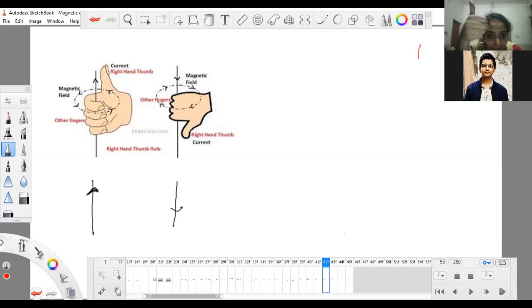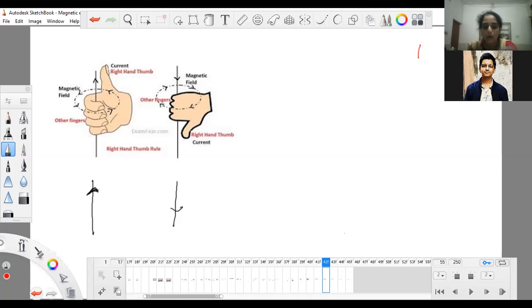This is my right hand, and each and every time you have to use your right hand to prove this rule. If this is the direction of current, then these fingers will show the direction of magnetic field lines. It is very difficult to explain this each time, so I'm just giving you a very simple idea. Don't forget this.